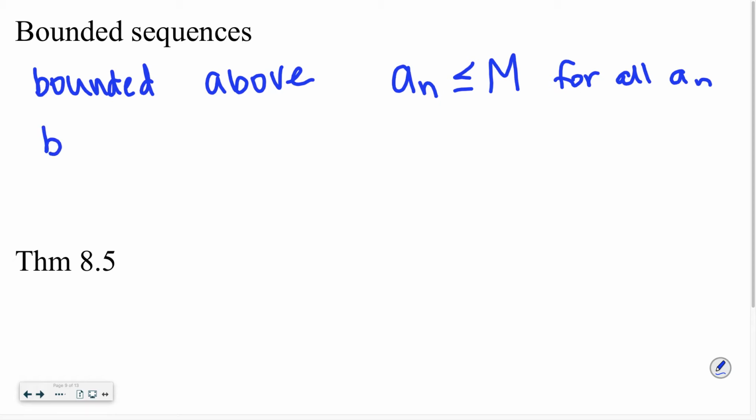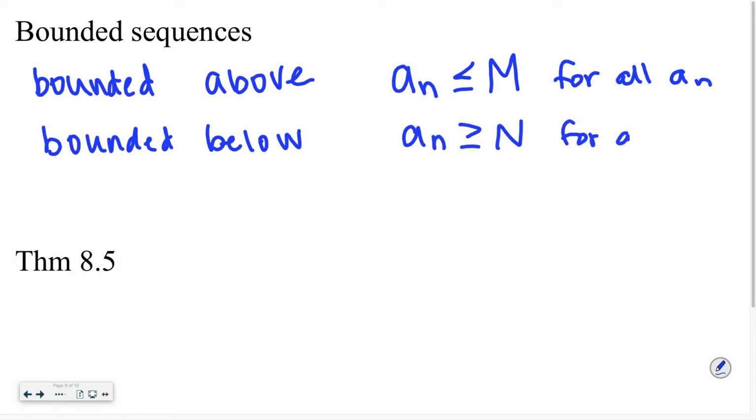If we are bounded below, and it is possible to be bounded on both ends. If you're bounded above, all of your terms are less than or equal to a number. If you're bounded below, all of your terms are greater than or equal to some number. Okay, that makes sense.